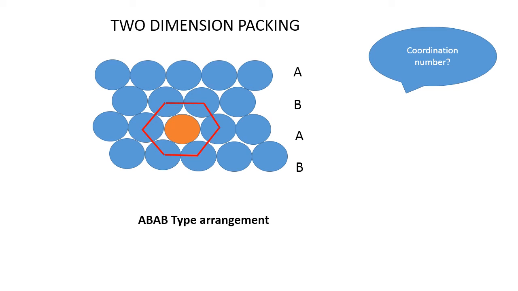When I am joining the centers of the neighboring spheres, I see that there are 6 spheres which are in contact with the colored sphere. And on joining the centers, it resembles a hexagon. And therefore, it is also called as a hexagonal close packing, and the coordination number would be 6.